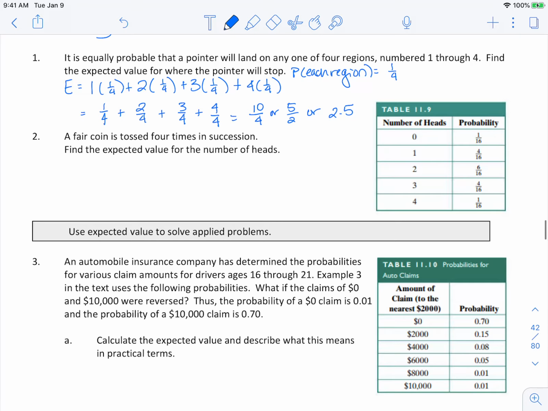A fair coin is tossed 4 times in succession. Find the expected value for the number of heads. So you can use the table here at the right, and I would like you to try this one.